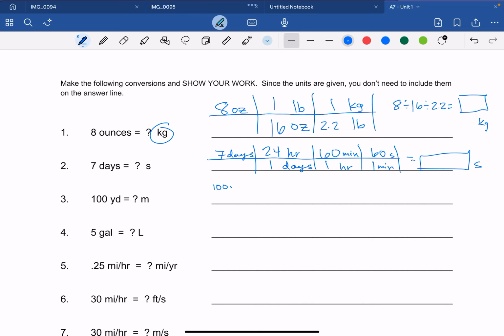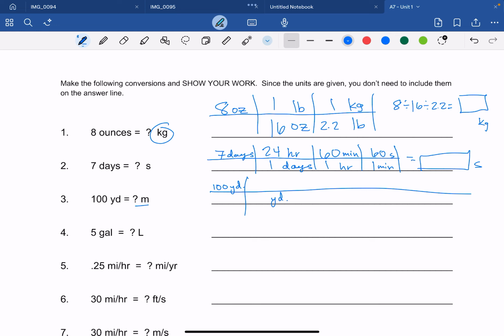Next one is 100 yards, and we want to convert that to meters. Meters and yards are very close. If you're holding a meter stick, it's just a little bit longer than a yard, 3-4 inches longer. But you got yards on the top, so immediately you want to move yards to the bottom. And our goal is to get to meters, so meters are in metric. We're currently in just our imperial units with yards.